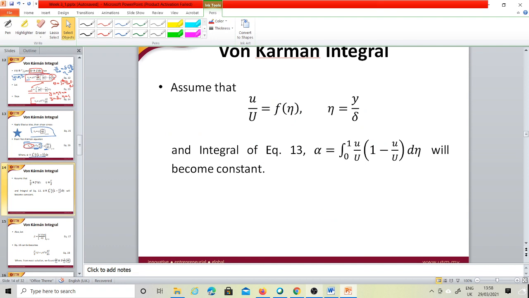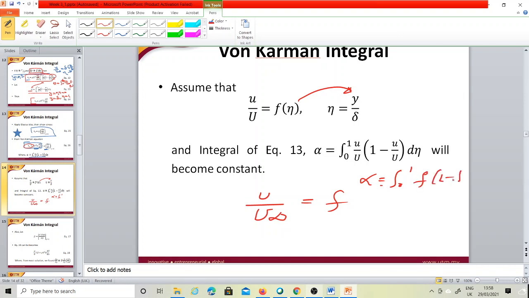After you have the wall shear stress, we can modify it a little bit. Let's consider u by u infinity is equal to f. You remember that last time we talked about this being equal to f, and that eta is actually y by delta. So alpha you can write in this way, from 0 to 1, f times 1 minus f d eta, right?